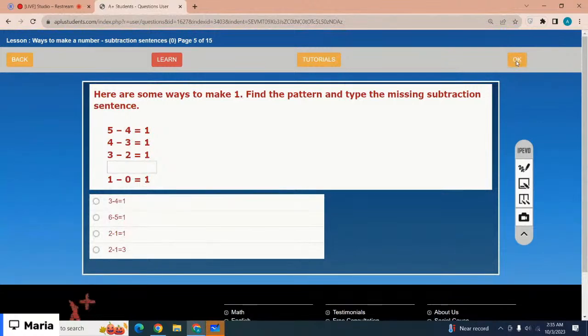Okay, here are some ways to make 1. Find the pattern and type the missing subtraction sentence. So which is the next one? The next one is 2 take away 1 equals 1, right? The next one would be 2 take away 1 equals 1. The second last option is 2 take away 1 equals 1.